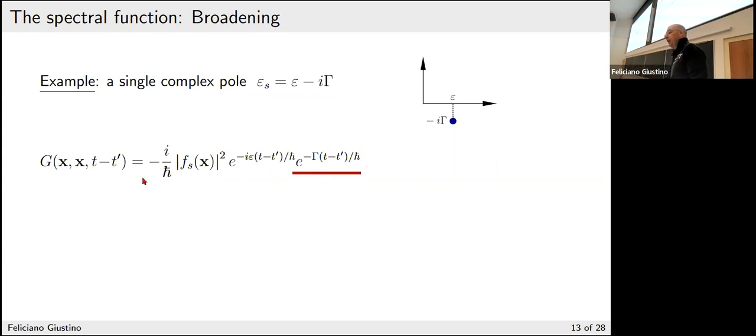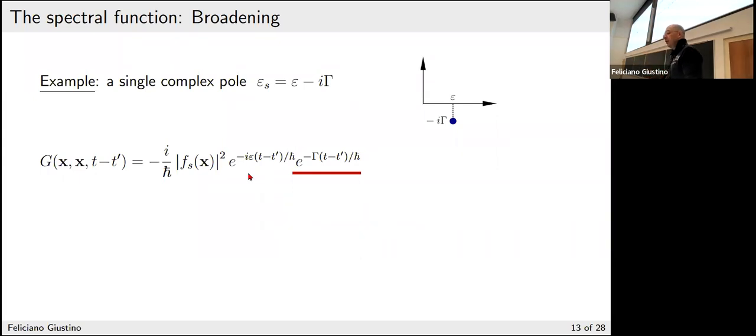So what this basically tells us is that if I place an electron at this point, okay, it's not going to stay there forever. Actually, after a time that is of the order of 1 over gamma, it is going to be gone, right? So that's what people call the lifetime of an electron, okay? And this comes directly from the time evolution of the Green's function, right?